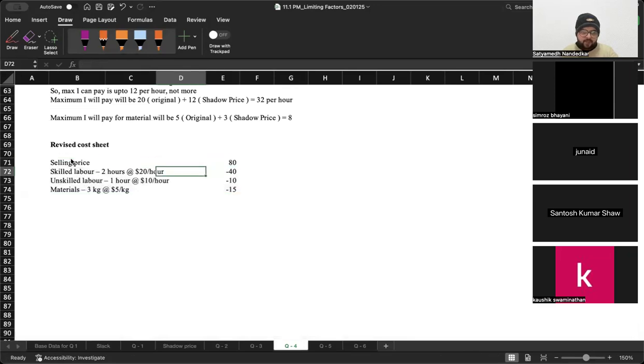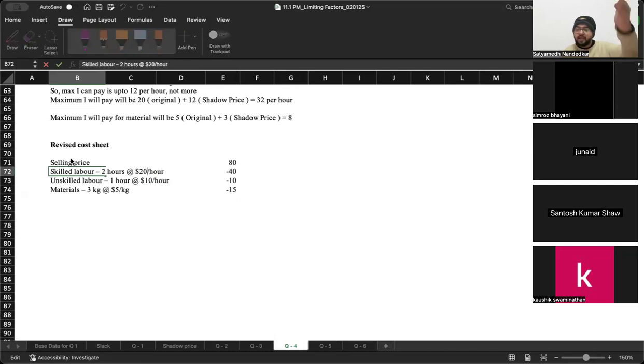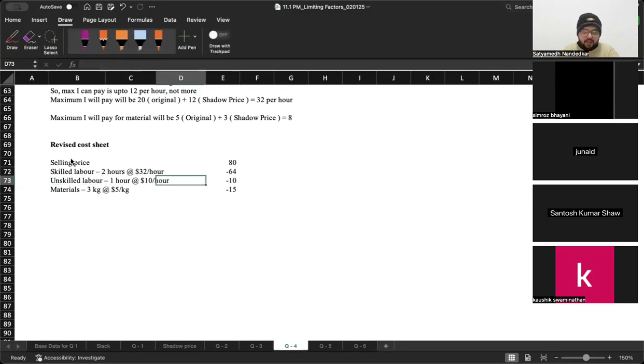Just we'll make changes to these numbers. Selling price is 80. Skilled labor 2 hours at the rate of not 20, because I cannot take resource from that particular activity. I have to bring in a fresh resource. I have to bring in additional unit of the resource, or additional unit of the resource will demand more money. आई एम विलिंग टू पे 32, so 64. Unskilled labor में no difference. Material maximum I'm willing to pay is 8 per kg. So 24.